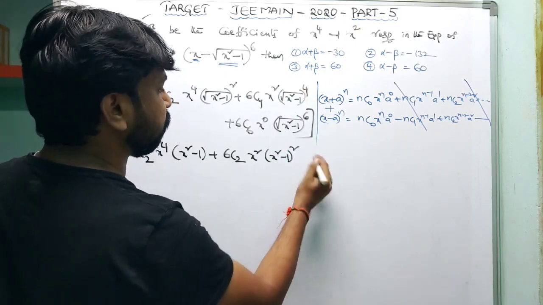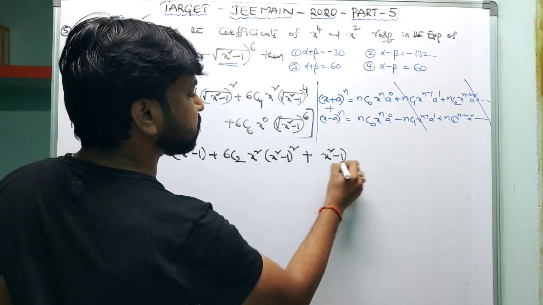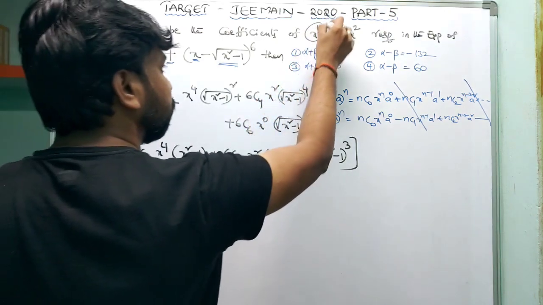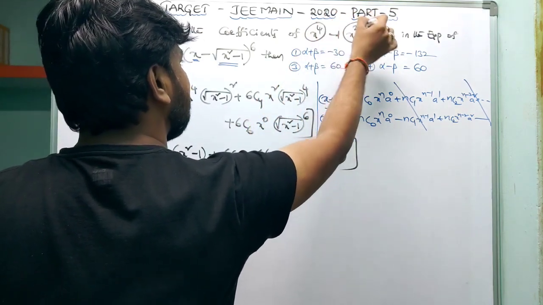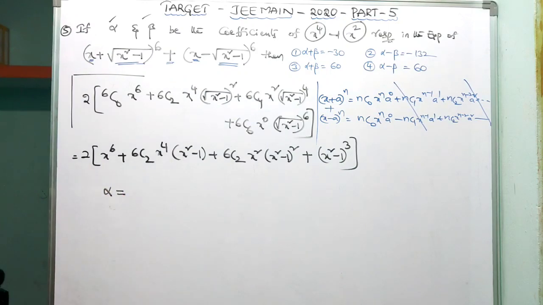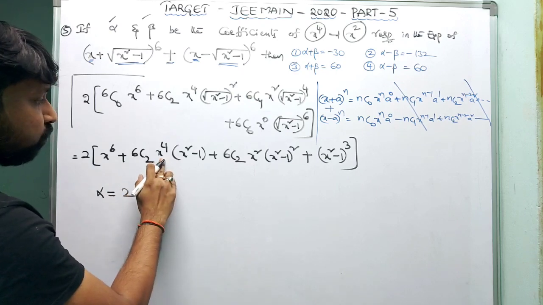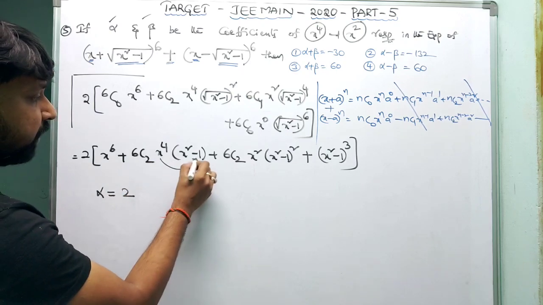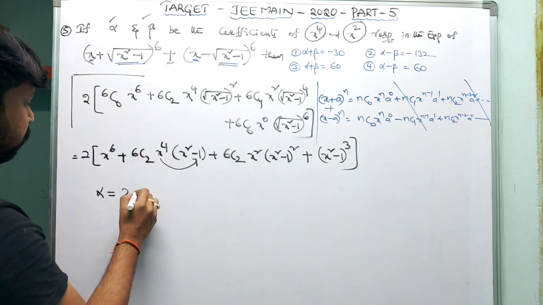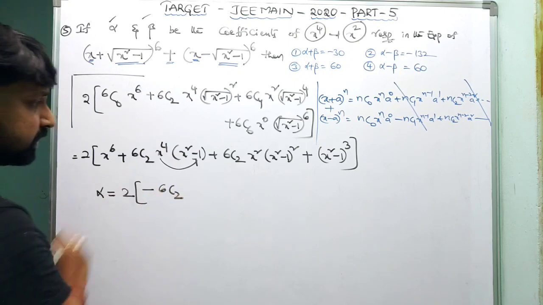Then 6C6 is nothing but 1, x^0, into (x square minus 1) whole cube. You are going to search for the coefficients of x^4 and x square. This is alpha, this is beta. So alpha is equal to, I am going to search for the x^4 coefficient. So 2 into, you get the x^4 coefficient if you multiply here: minus 1 into x^4, that's minus 1 into 6C2. So minus 6C2.